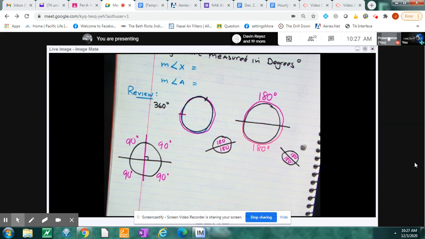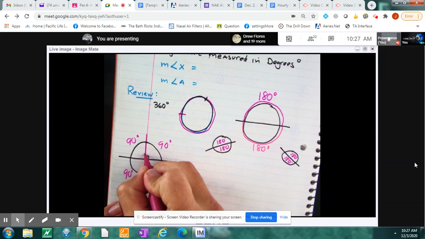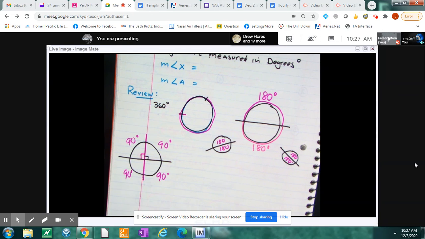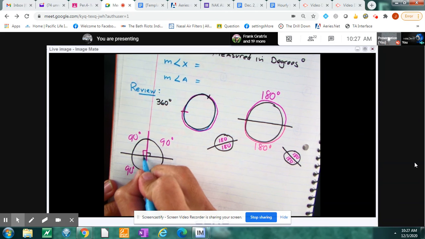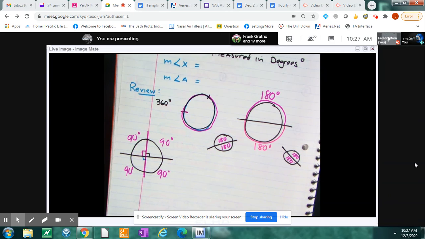But mister, it's not like an L. Yeah, but sometimes it might be like this, and they'll put a box. As long as they have a box, it's 90. All right, got it? So here we go. Here we're going to have four boxes. One, two. One might be bigger than the other, that's fine. And then here's another one, and then here's another one.